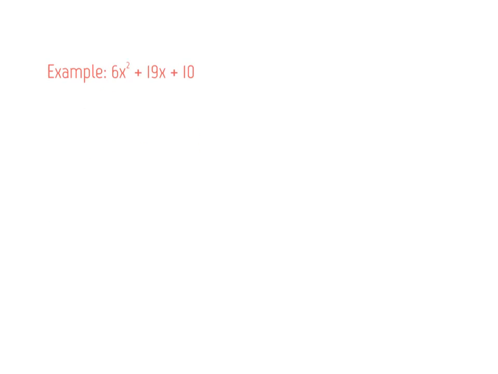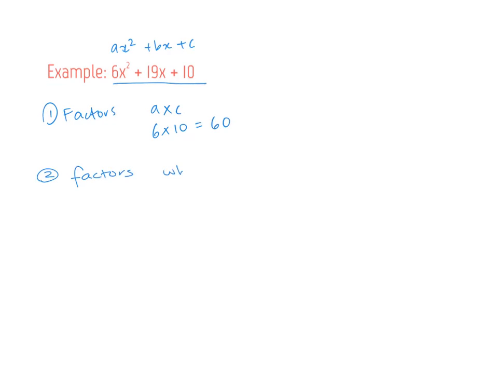So over here I have 6x squared plus 19x plus 10. Step 1 is to find factors of a times c. Remember it's ax squared plus bx plus c. So in this case it's 6 times 10, and that's 60. Now step 2 is that these factors when added should give me b.